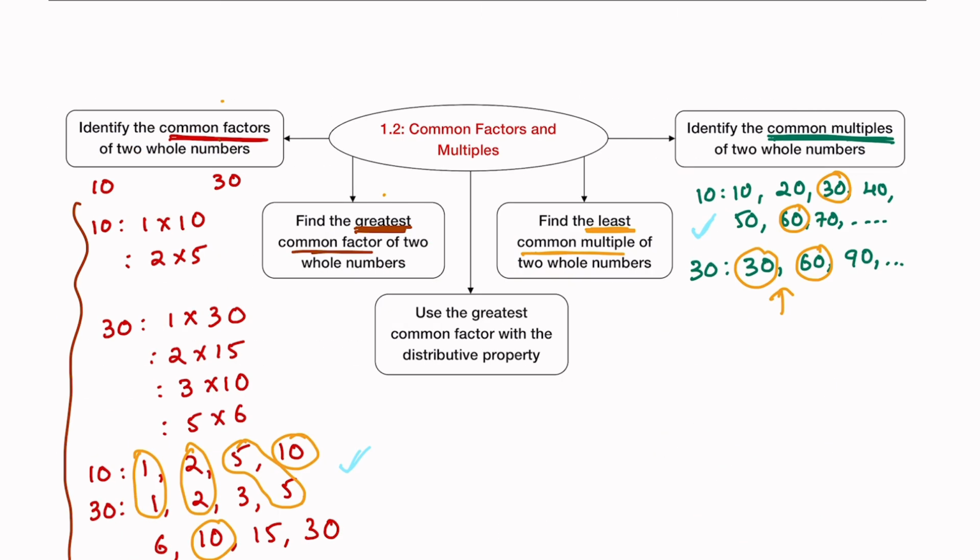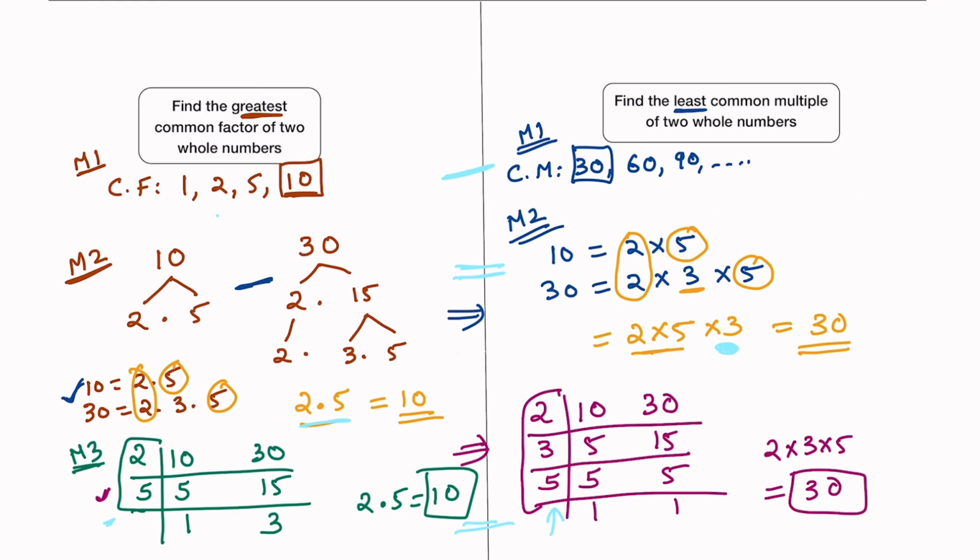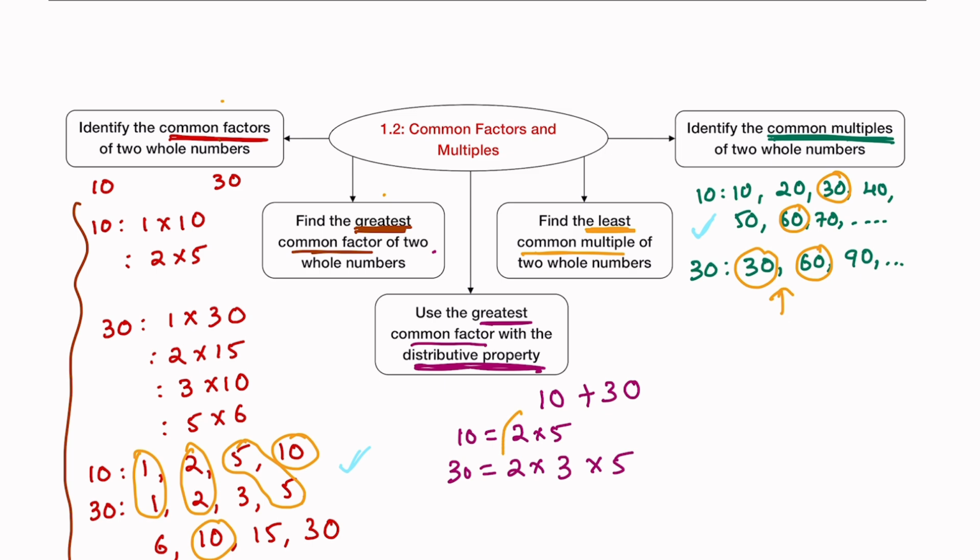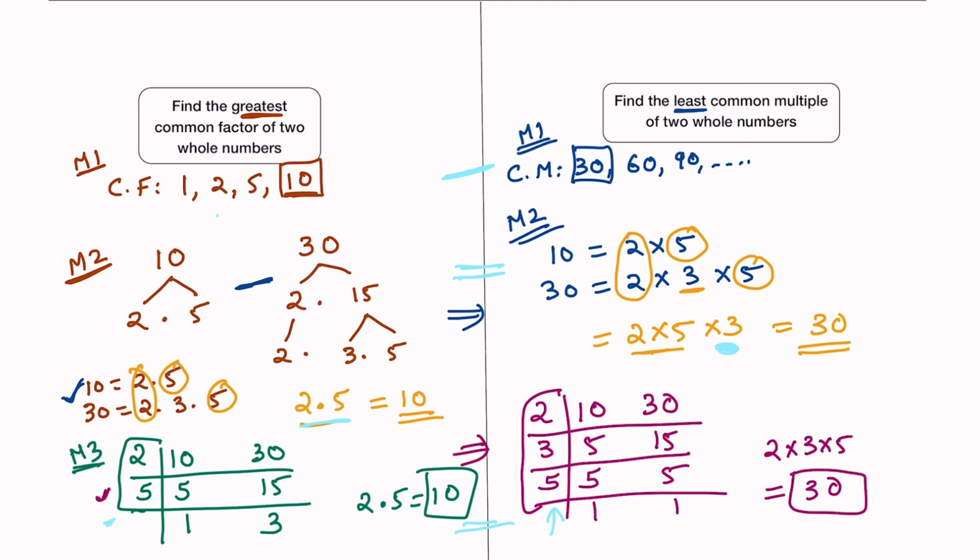Now we go here. The last part is this one here. Use the greatest common factor with the distributive property. So this is what we are going to do with distributive property. So let's take the same example here. So we say 10 plus 30. That would be your question, okay? Let me write it here. 10 is 2 times 5, right? And 30 is 2 times 3 times 5, right? From here, you take that. Now we circle the common factors. What's that? 2 times 5, right? So GCF, the greatest common factor is 10, right? From this method that we have here.